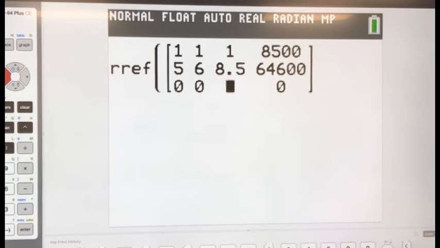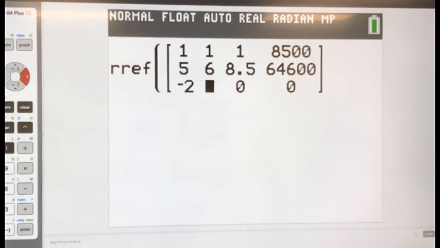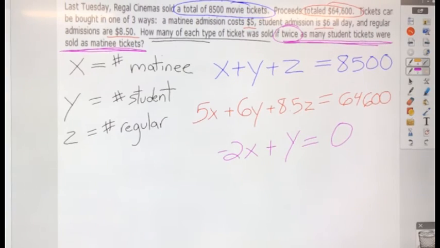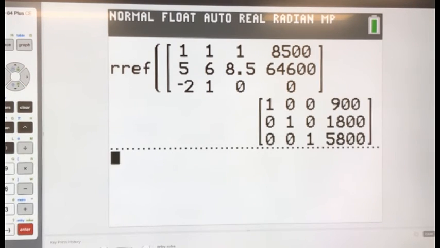Very good. And then my last row, -2, 1, and 0. Do I have any Z values? Nope. And it equals 0. So this is what the last row would look like. It just stays like that. And hit enter.